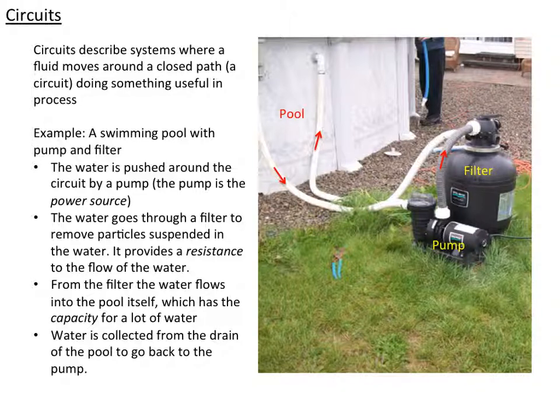The example I give here is a swimming pool with a pump and a filter. The pump takes the water in and pushes it out through this pipe, and then it goes through a filter, which provides a lot of resistance to the water, but not too much. And then after the filter, the water goes out to the pool where it's collected. There's a large capacity where most of the water is kept in the pool. And then out from the pool the water is pulled back into the pump, completing the circuit.